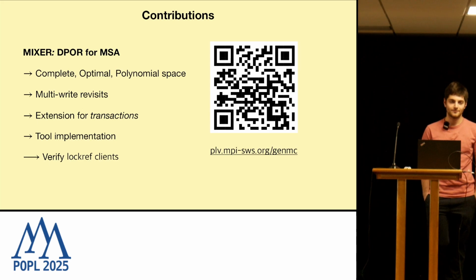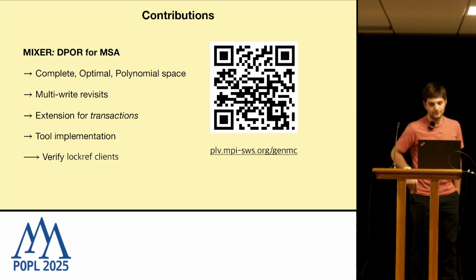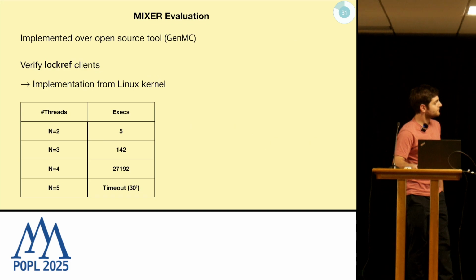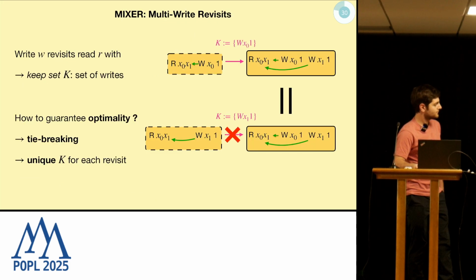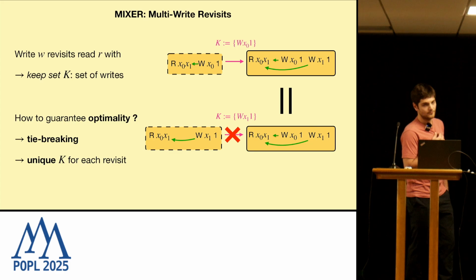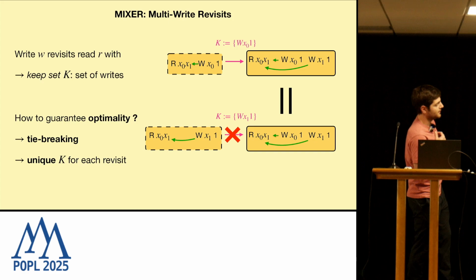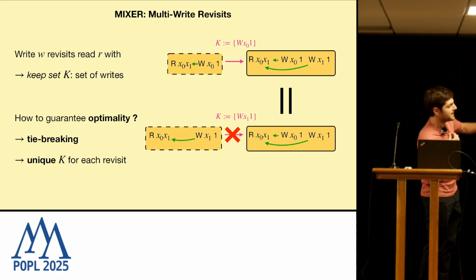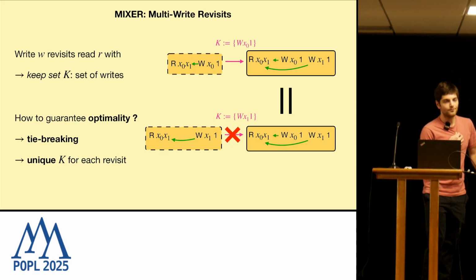Hi. So can you go back to the slide where you explained the keep sets? Am I missing something? Why does this not happen? Because they are unique. These are not the same. Sorry, could you repeat it? Why does the second one not happen? Why do you have optimality? You say that you need to have unique K for each revisit, but these are unique.